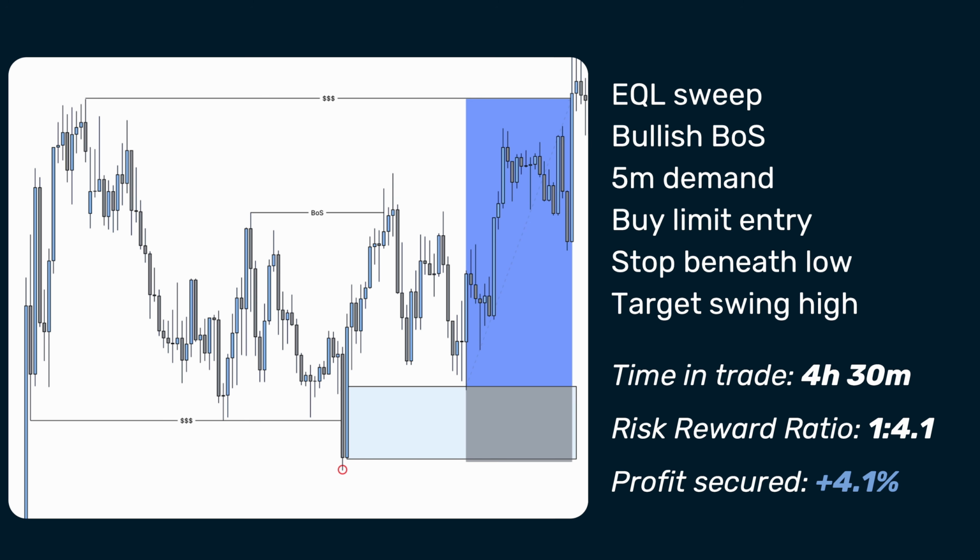So this is a trade I took personally on the left, and then we can see we've marked down the entry criteria and the trade criteria. We had a sweep of equal lows followed by a bullish break of structure. We used 5-minute demand for the entry using a buy limit. The stop loss was beneath the low and we targeted the swing high.